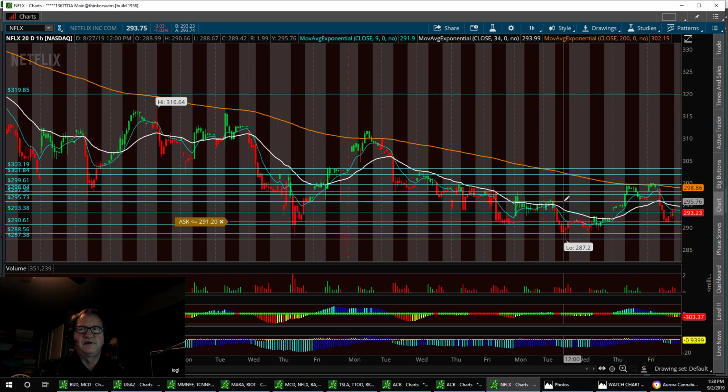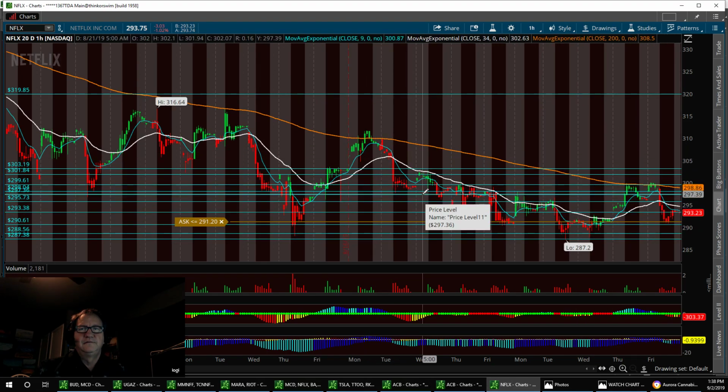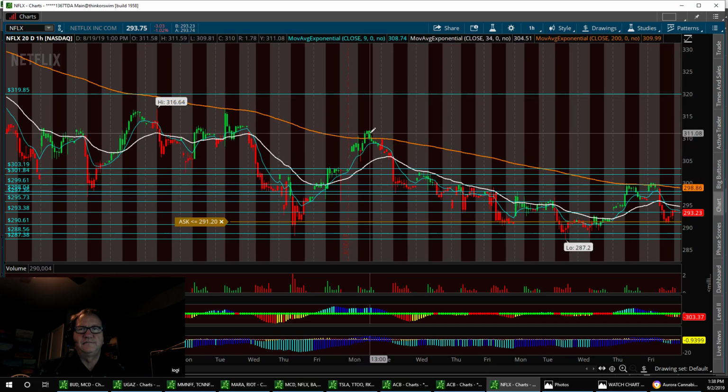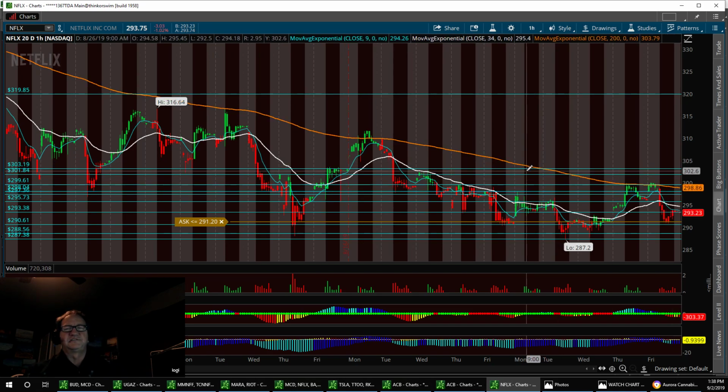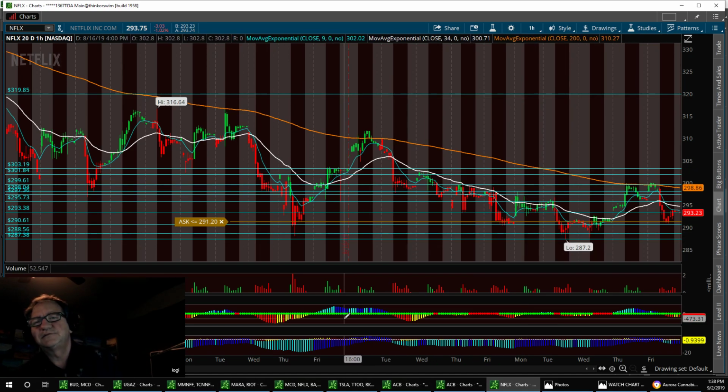See, you've had this consistent day pattern. One day it's green, another day it's red. It holds that trend. We had the red day Friday. Maybe this thing can turn around and break that double top, get back up to this 303 resistance area, and that'll be glorious. So that's Netflix.